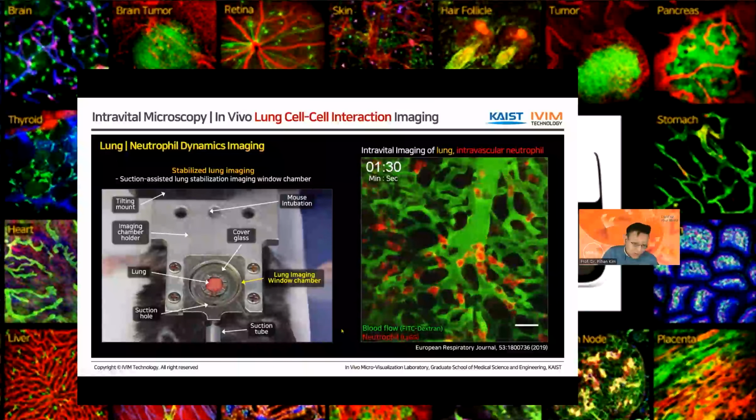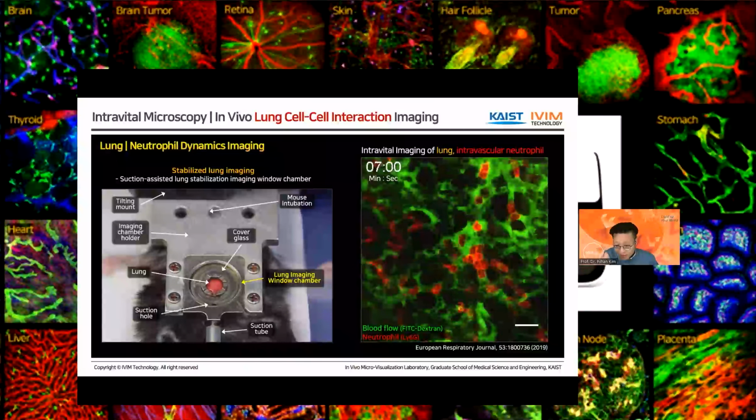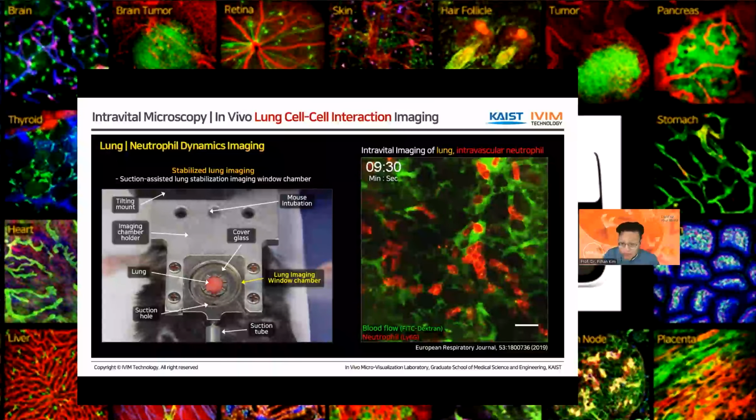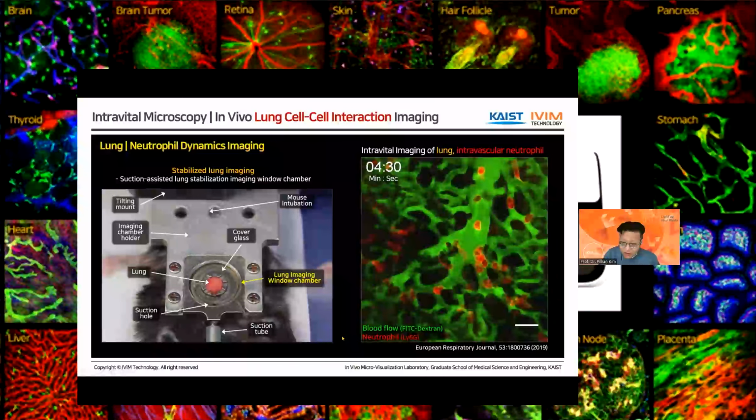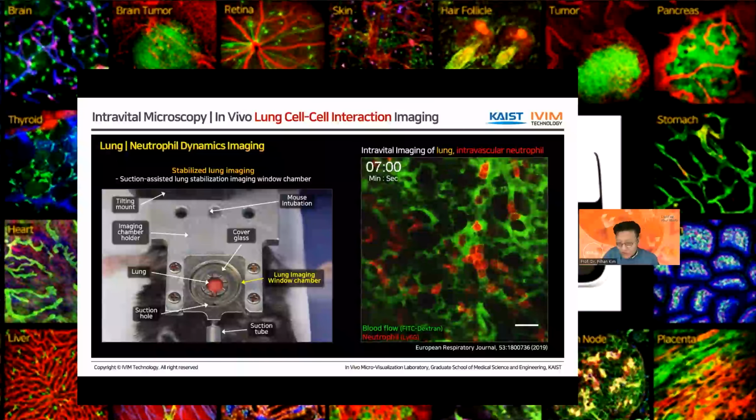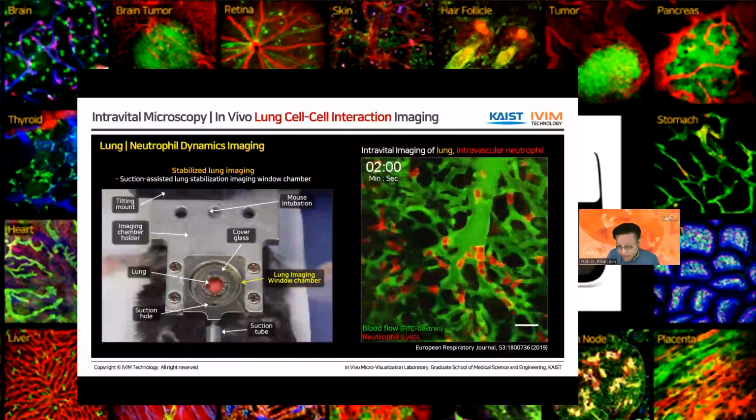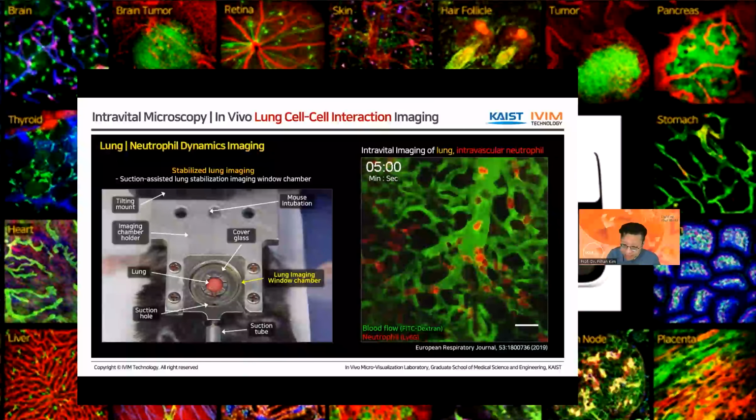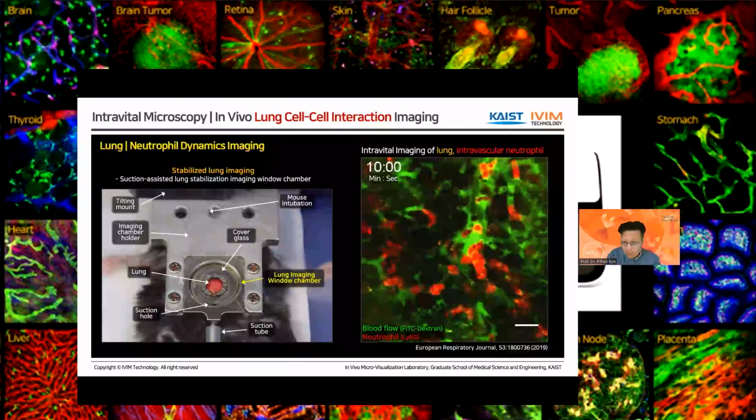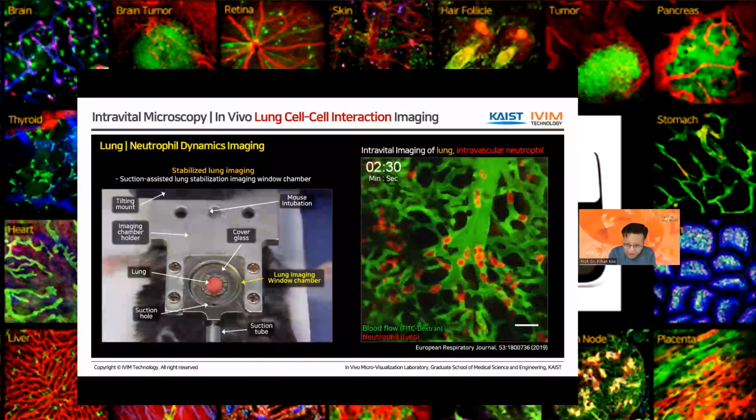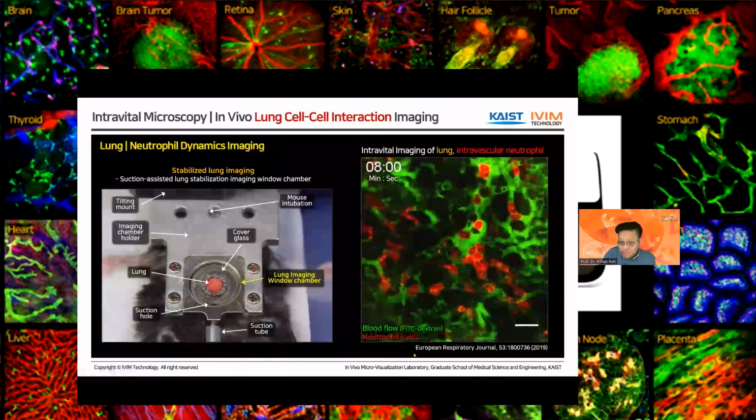In this particular video, the green color is the blood flow visualized by intravenous injection of FITC dextran right before the imaging. We also label the intravascular neutrophils by injecting an anti-Ly6G antibody conjugated with Alexa Fluor 647. We inject this antibody conjugate 1 hour before our imaging, and it very nicely labels all the intravascular neutrophils inside the vessel, as you can see in this video.